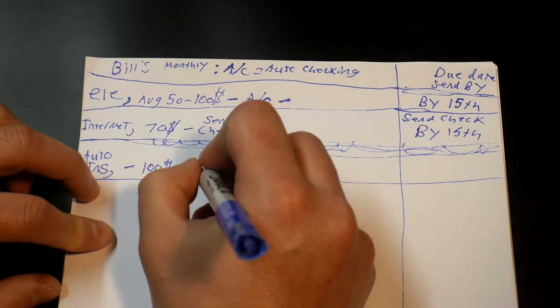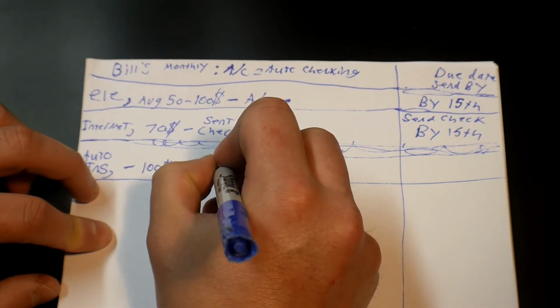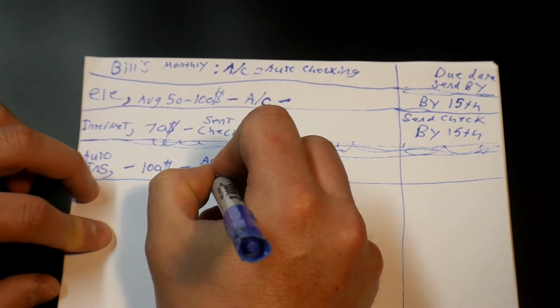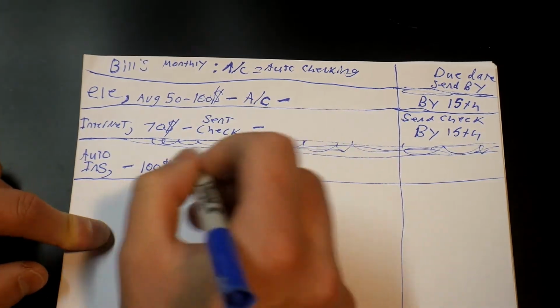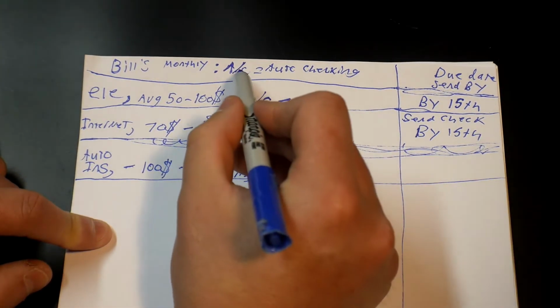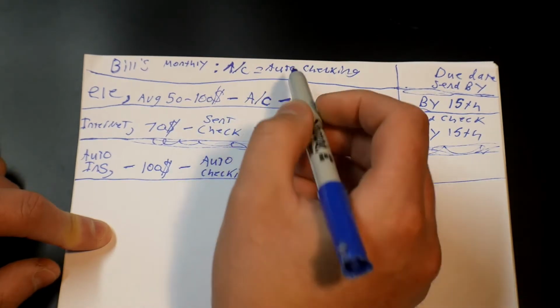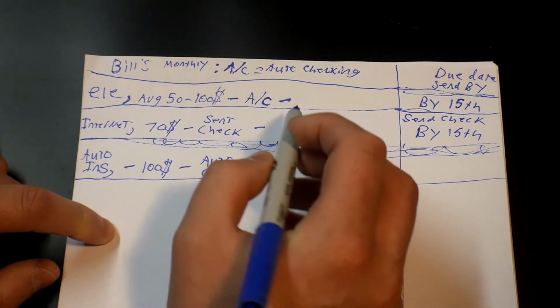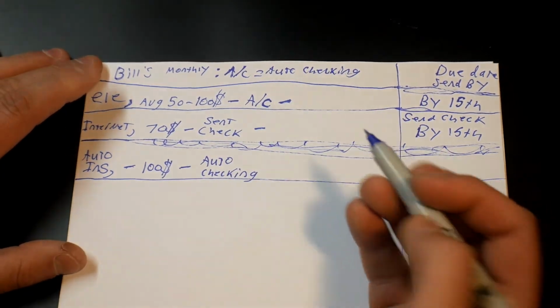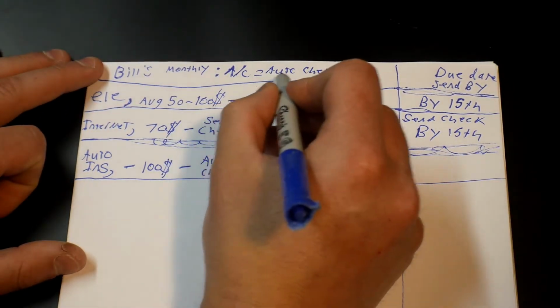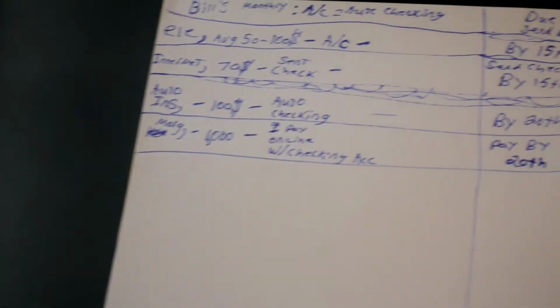So we would do AUTO, auto checking. That way you know, okay, automatic checking. Now we could also just put AC as well, or you could do auto checking. It's basically up to you if you want to write auto checking or just have auto checking up here.